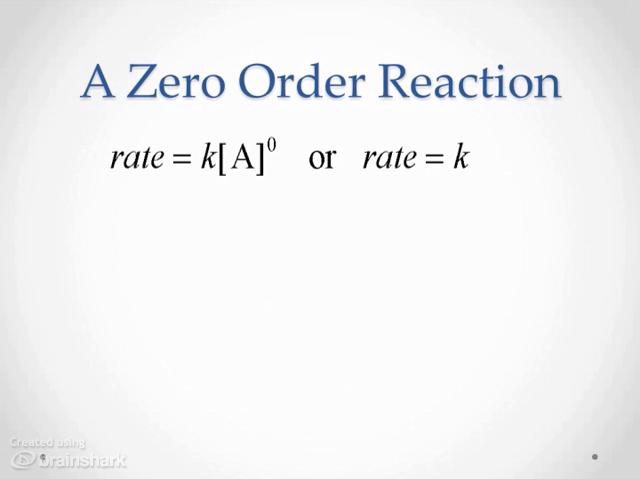Let's take a look at our generic rate law if it's a zero-order reaction. Here we can see that the concentration of our reactant has no influence on rate. Rate is just equal to our rate constant. If that's the case, then the unit for the rate constant is pretty simple. It's just molarity per second.